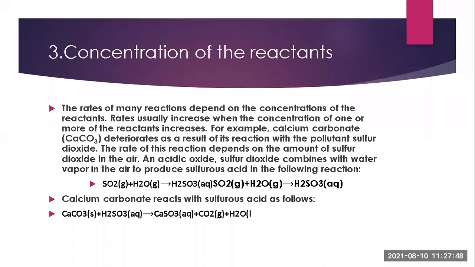One example is the deterioration of calcium carbonate. It deteriorates if a pollutant called sulfur dioxide is present in the air. Pollutant means a substance which creates pollution. So if the concentration of sulfur dioxide is more, calcium carbonate will naturally deteriorate faster. But if the concentration of sulfur dioxide in the atmosphere is less, calcium carbonate will not deteriorate as fast. It will take time to react. So the higher the concentration of the reactant, the higher the rate of reaction. The lower the concentration, the lower the rate of reaction.